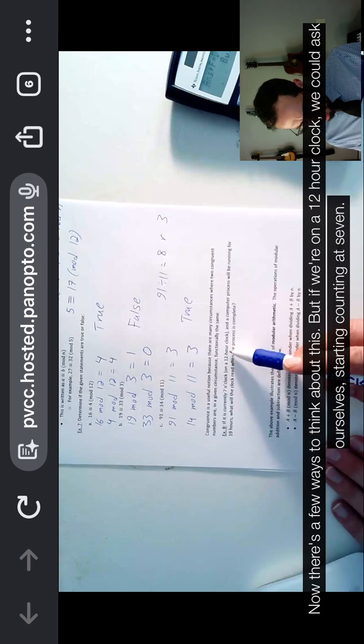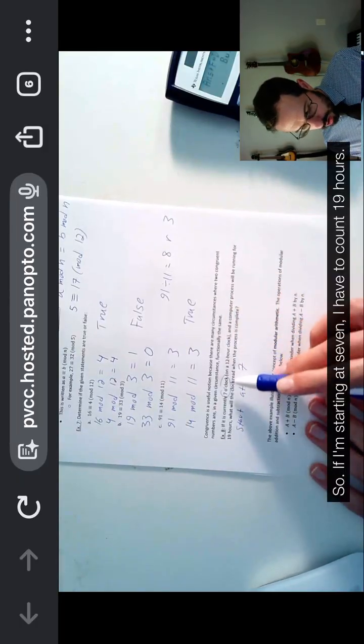If it's currently 7 o'clock on a 12-hour clock, and there's some computer process that's running for 19 hours, we can ask, what is the clock going to read when the process is complete? Now, there's a few ways to think about this, but if we're on a 12-hour clock, we could ask ourselves, starting counting at 7, how long is it going to take before it resets? So if I'm starting at 7, I have to count 19 hours. I could figure out how long it is going to take to reset and then keep counting from there.